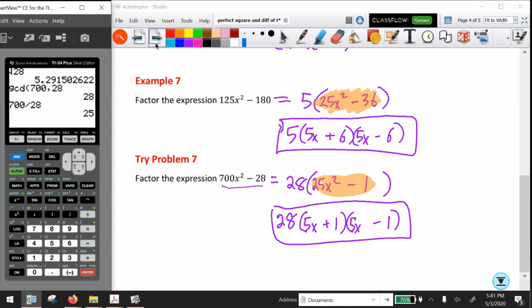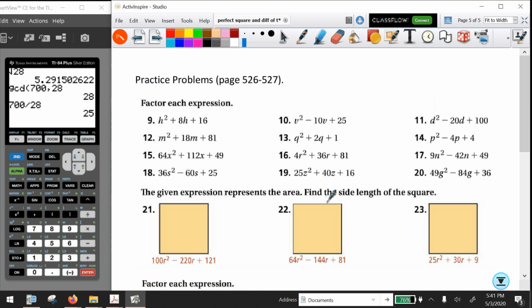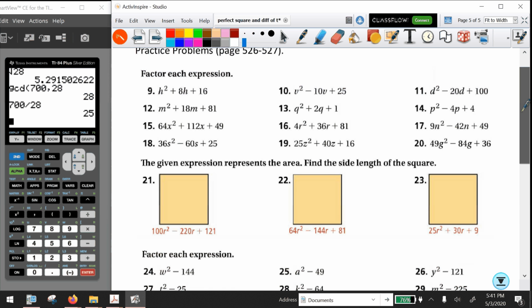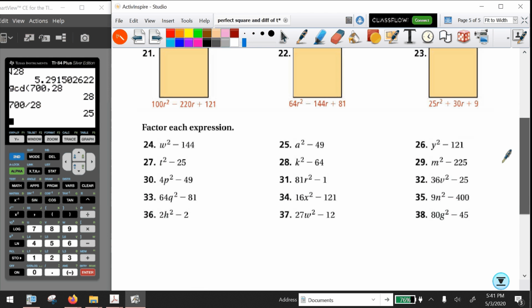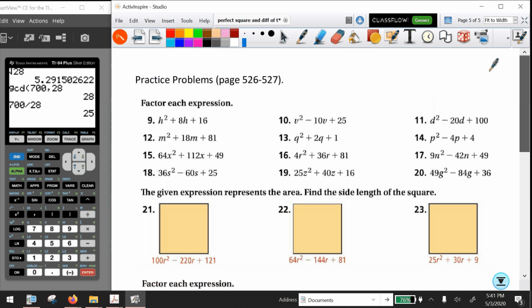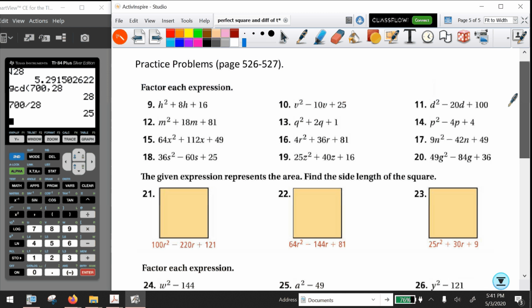If you would like to do some extra practice, this is completely optional, but if you want to sharpen your skills, there's a few problems in the textbook on pages 526 to 527. This is completely optional. You can do some more work there. I'm going to upload these textbook pages along with this Google Classroom post.